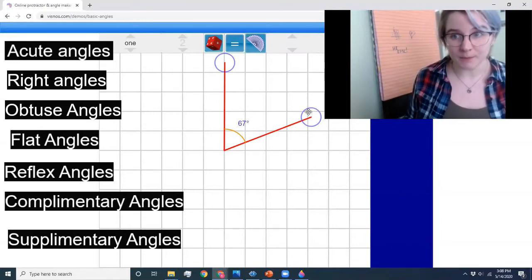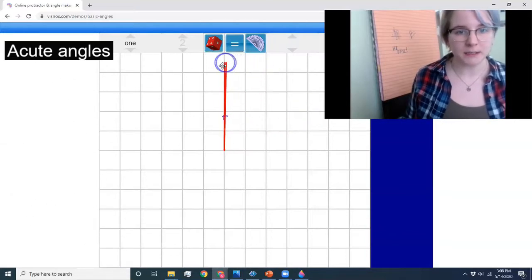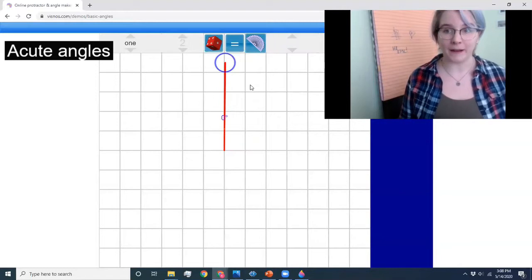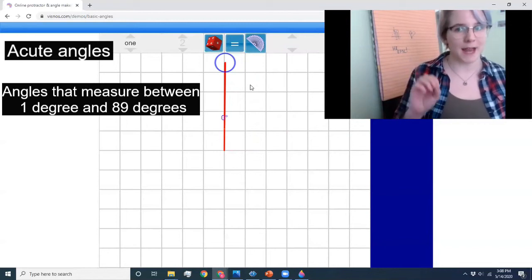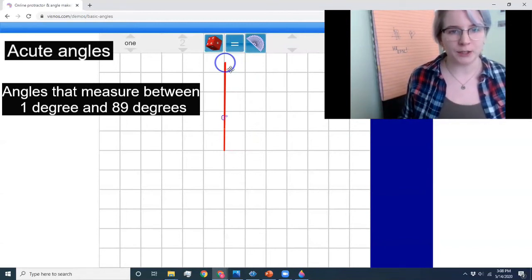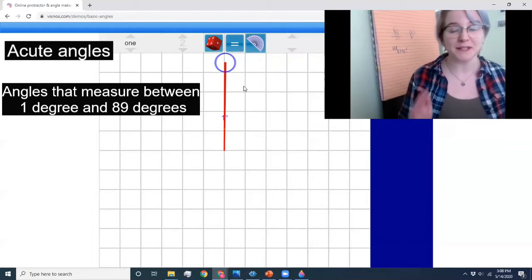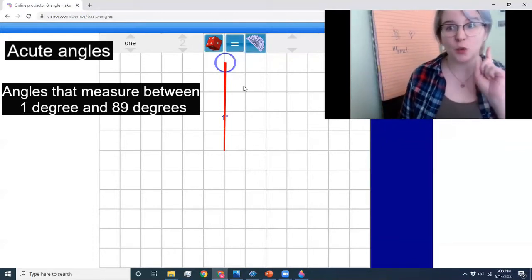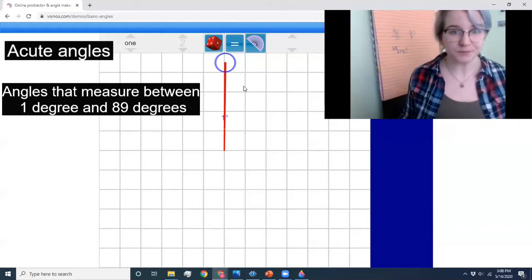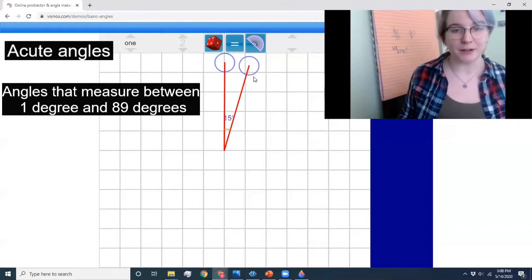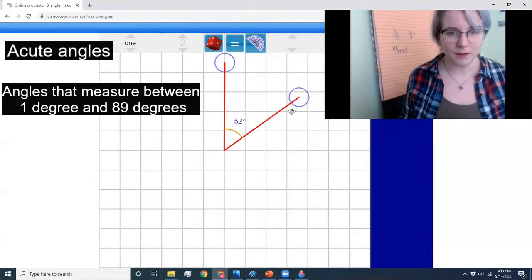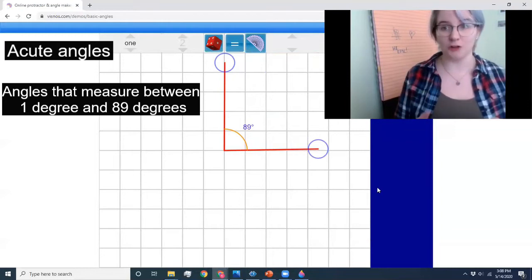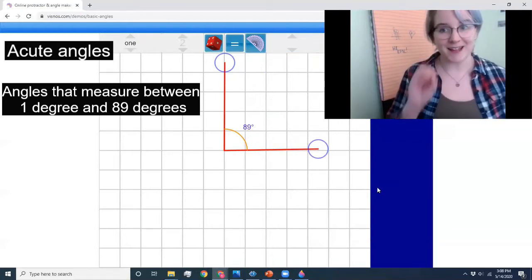So I'm going to start by talking about acute angles. Acute angles are any angle that measures more than 0 degrees and less than 90 degrees. So if we do this, doesn't look like much, but suddenly this is an acute angle. It measures 1 degree, which is between 0 and 90. This is also an acute angle. All of these are acute angles until we get here. This is also an acute angle because it is between 0 and 90.